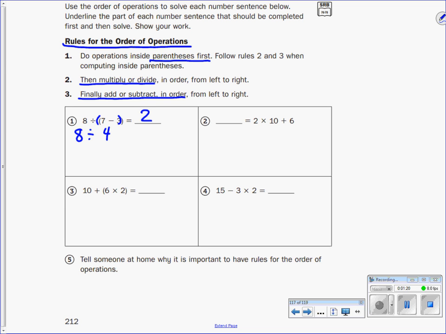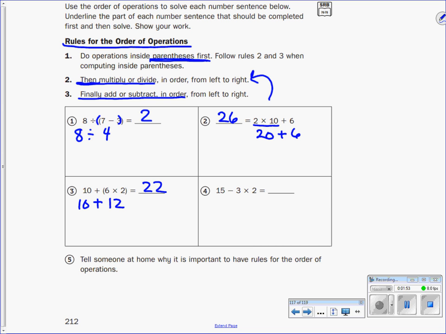So I want to go back up to my rules and look. I don't have any parentheses. Rule 2 says multiplication or division. So I have multiplication here. 2 times 10 is 20, and then 20 plus 6 would give me 26. Number 3, 10 plus (6 times 2). My first rule is to do parentheses first, so I'm going to do 6 times 2, which is 12. And then I'm going to add that to my 10, which gives me 22.